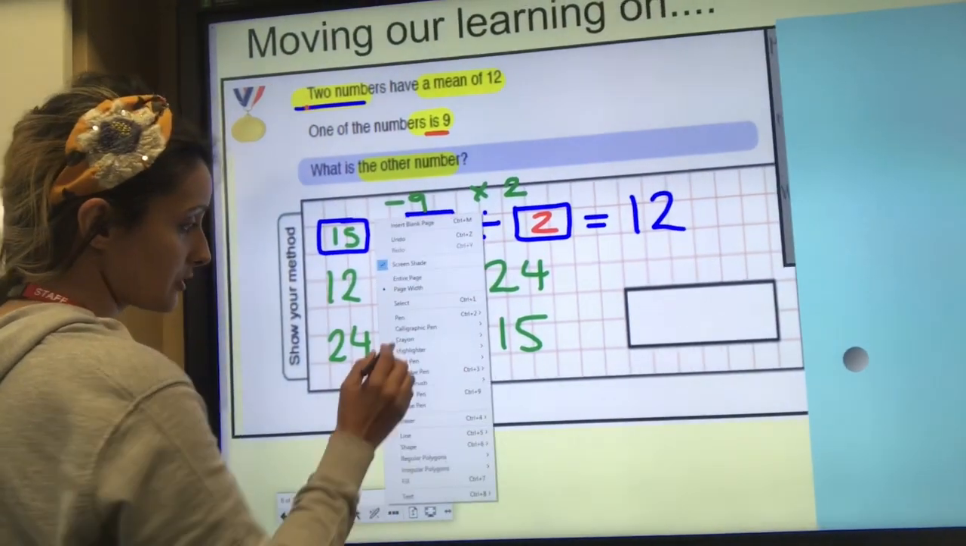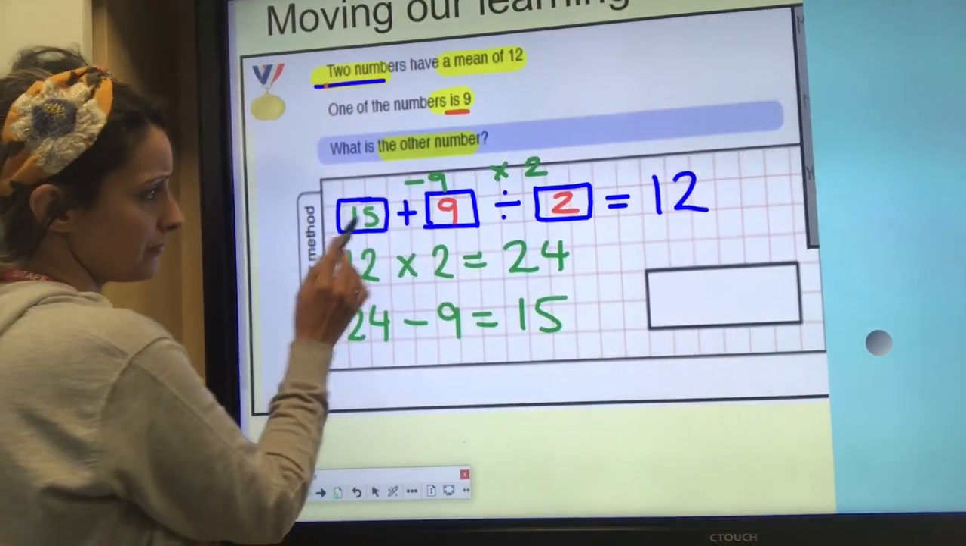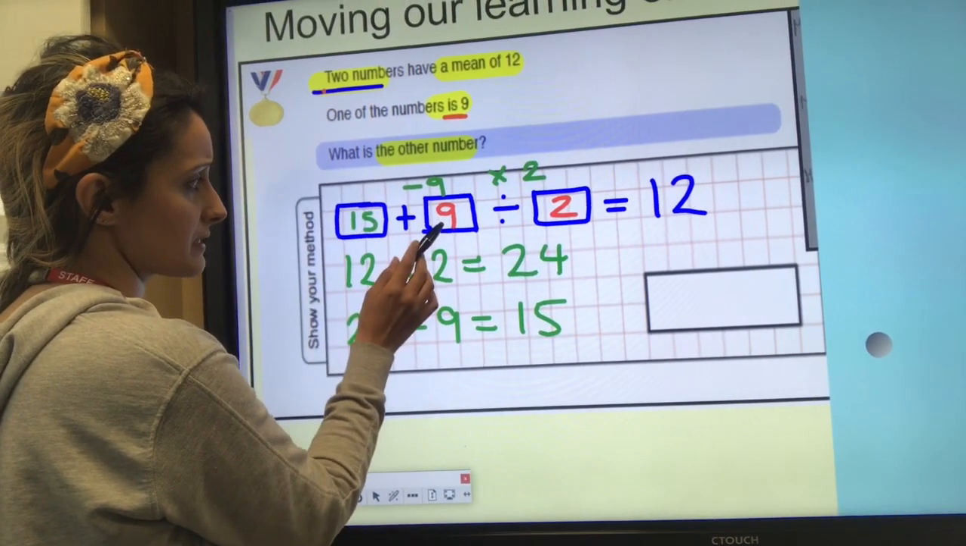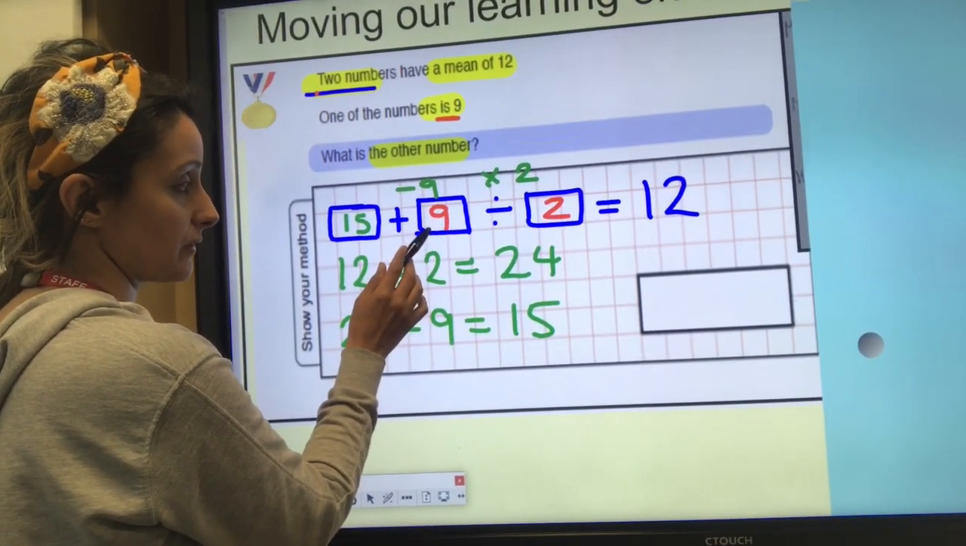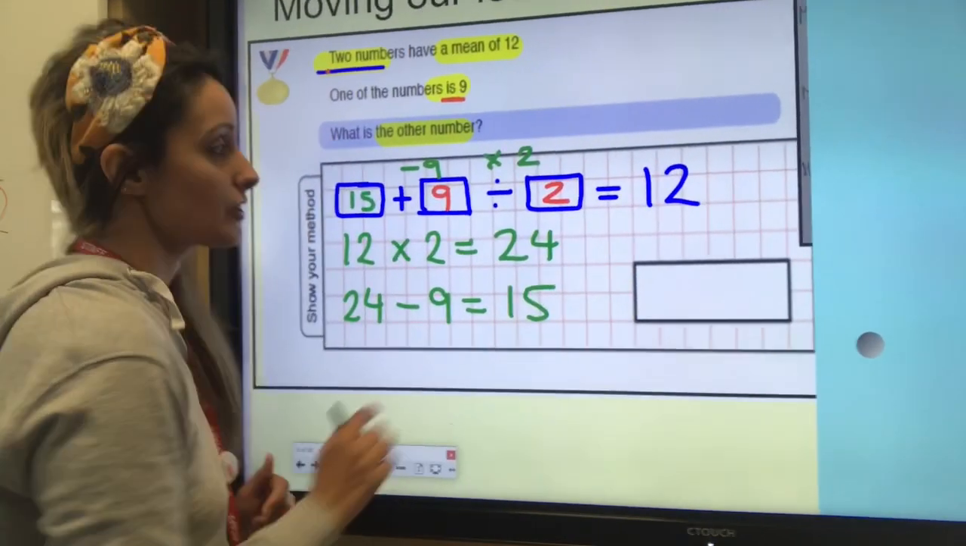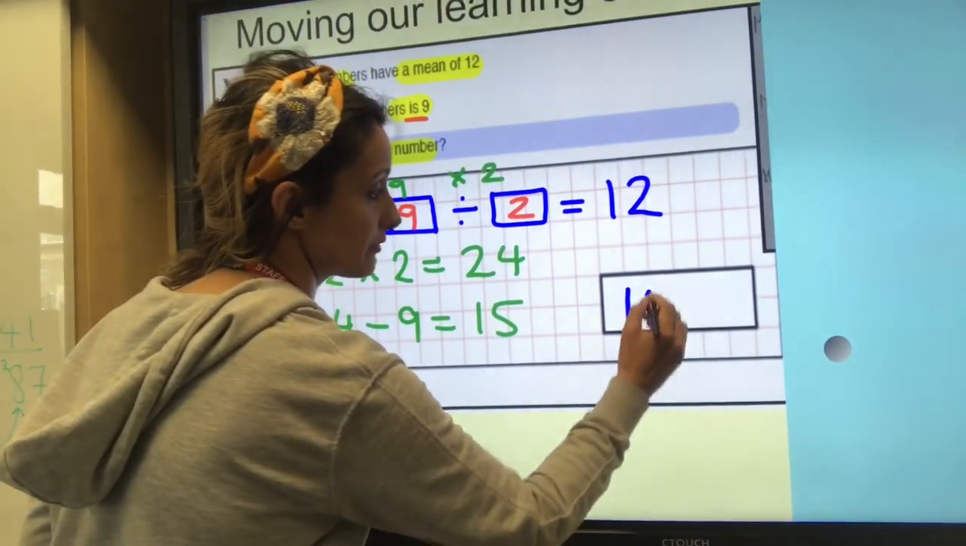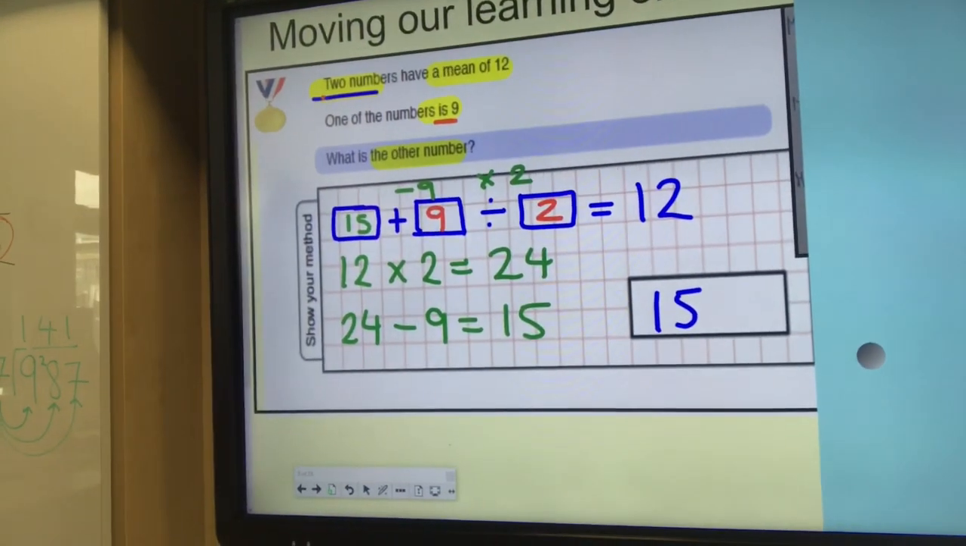Okay. Now I can just double check that by actually working it through. 15 plus 9, okay, so 15 plus 10 would give me 25, minus 1 would give me 24. 24 divided by 2 gives me 12. So my missing number here, what is the other number, is going to be 15. Good work, Mrs. Gale. Okay, thank you, Miss Mia.